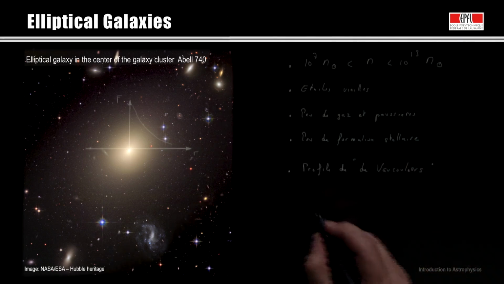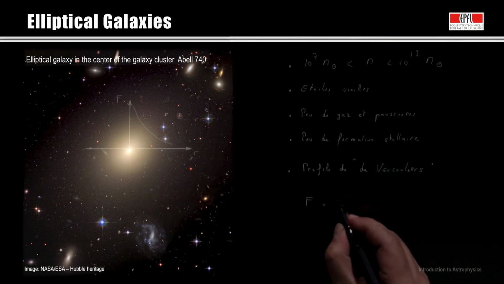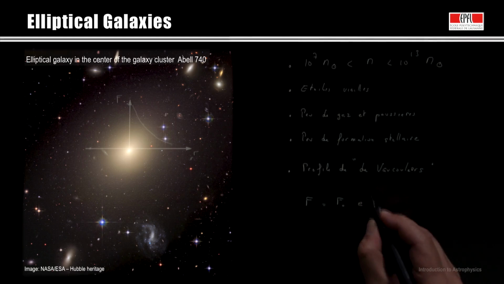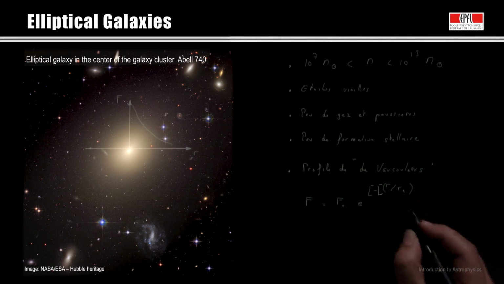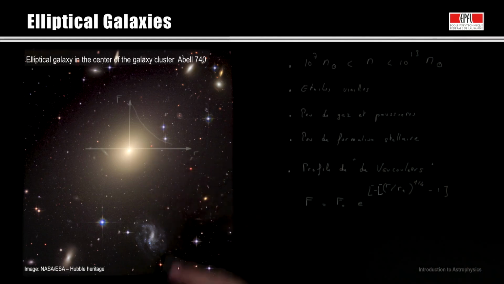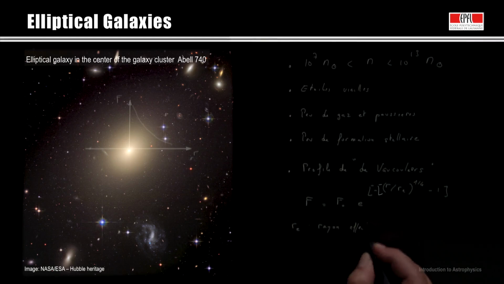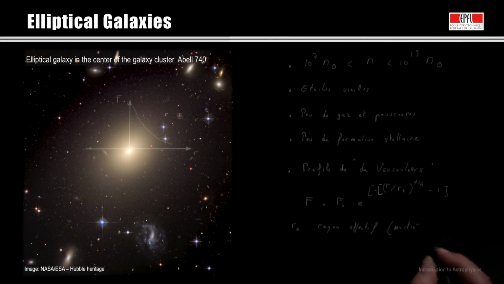The flux as a function of radius is equal to a normalization constant times the expression (R divided by R_E) to the power of 1 divided by 4, minus 1. This is a typical light profile of elliptical galaxies. R_E is the effective radius, i.e. the radius that contains half the total light of a galaxy.